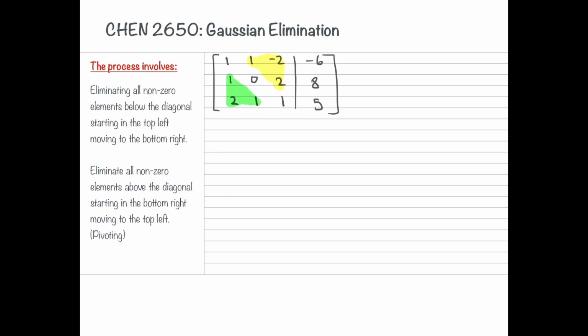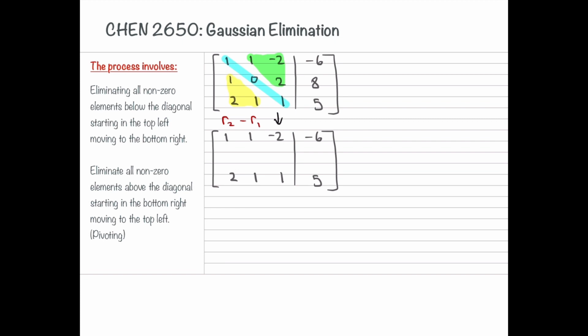And for clarity here, let's go ahead and draw the diagonal. So this is what we were referring to as the diagonal. So we're first going to perform manipulations that one by one remove those below the diagonal, starting on the left, moving right, and then those above the diagonal, starting on the right, moving up and to the left. And so our first step here is going to be to remove the 1 in the position of the second row, first column there.